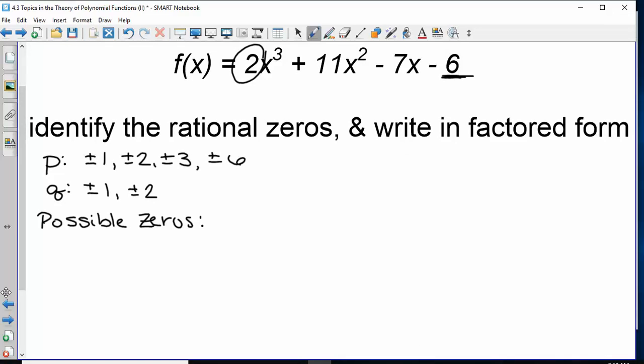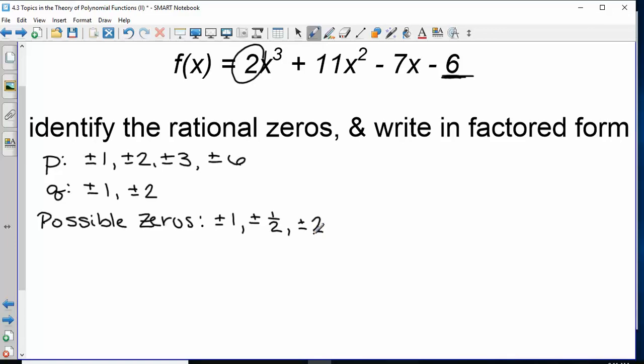Possible zeros are going to be of the form P over Q. So 1 divided by 1 is 1. Again, I could do positive 1 over negative 1, or negative 1 over negative 1. So I could get positive or negative there. So everything always has plus and minus on this. So plus and minus 1. And we're just going to do every P over every Q. So 1 over 2 is 1/2. 2 over 1 is 2. 2 divided by 2 is 1.